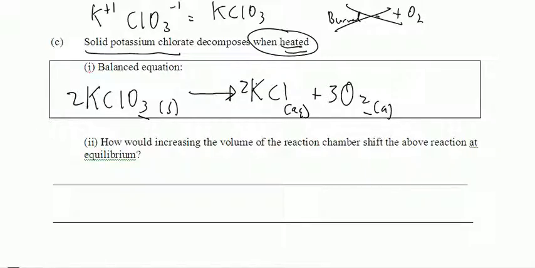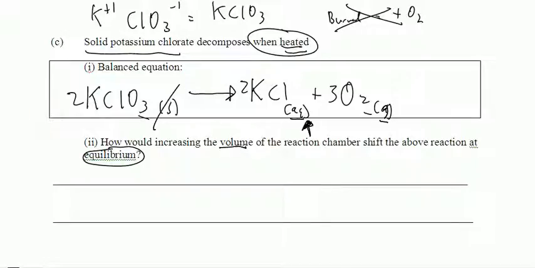Here we go. How would an increase in the volume of the reaction chamber shift the above reaction at equilibrium? So again, we're dealing with equilibrium. Solids are not going to count. Aqueous and gases will count. I know it doesn't explicitly tell you that that's aqueous. I'm assuming that now. It will explicitly tell you on the test.